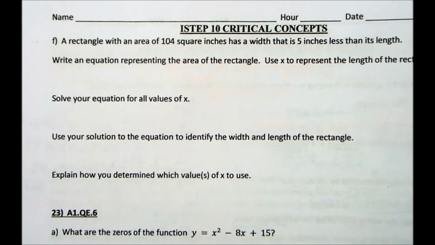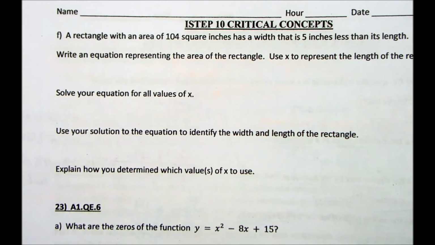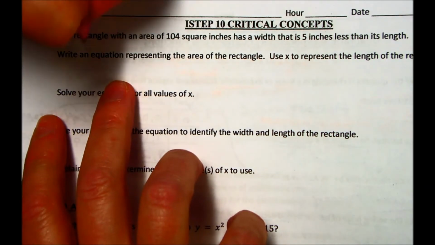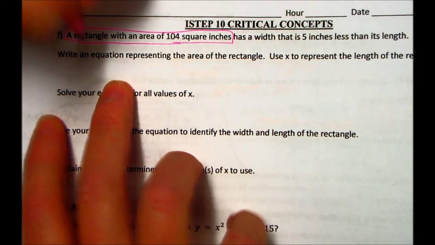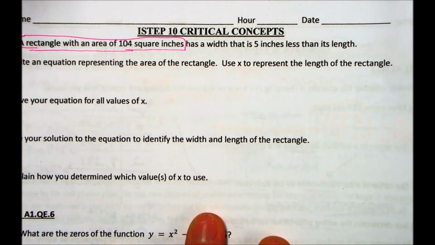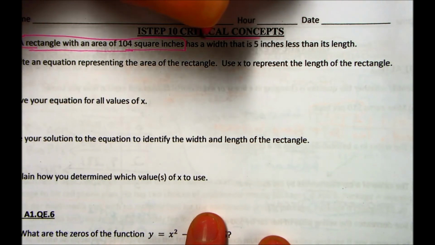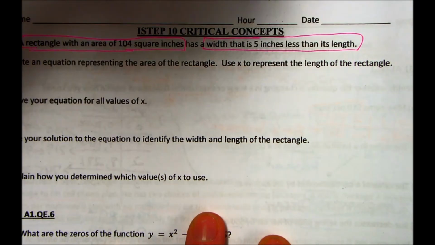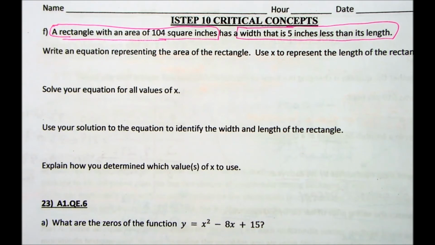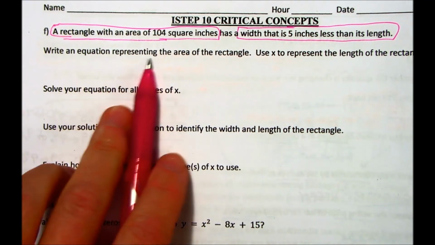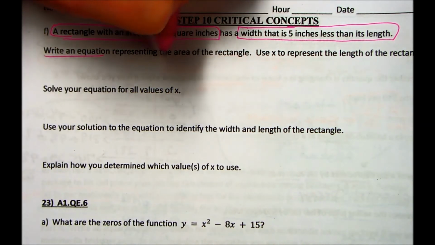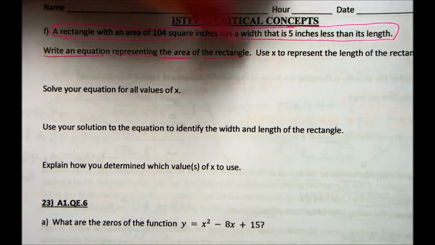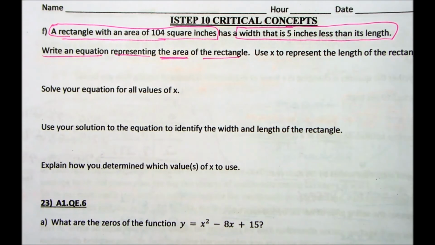And we have a problem that is, so we got a lot of word problems on this side. So you've got a rectangle that has an area of 104 inches squared. It has a width that is 5 inches less than its length. Okay, so that's the information they're giving us. They want us to write an equation representing the area of the rectangle. So we're writing an equation to represent the area of a rectangle. Well, what's the formula for the area of a rectangle?